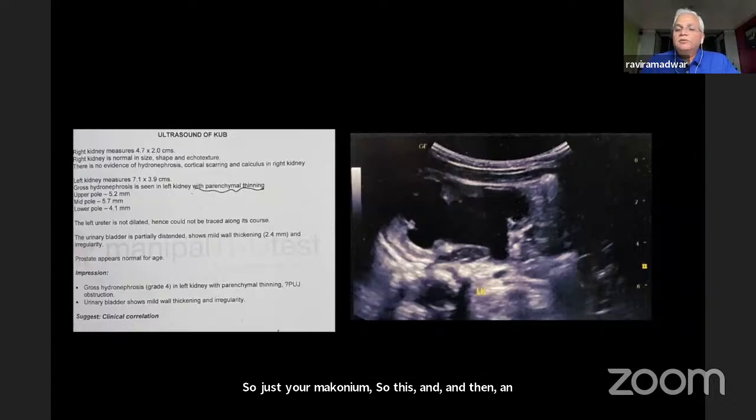Another common problem which you see is an antenatally diagnosed hydronephrosis. I don't have enough time to go into great detail on hydronephrosis. And I think probably I'm finishing my talking time, isn't it?